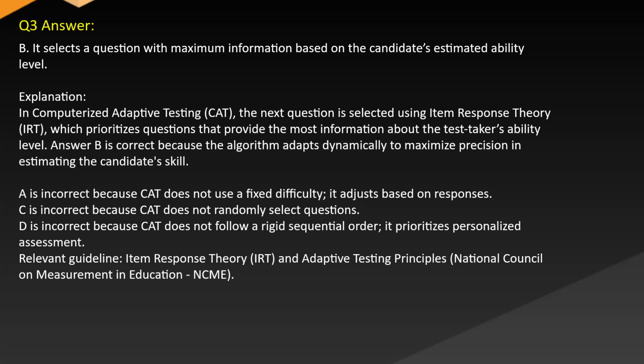Explanation. In computerized adaptive testing, CAT, the next question is selected using item response theory, which prioritizes questions that provide the most information about the test taker's ability level. Answer B is correct because the algorithm adapts dynamically to maximize precision in estimating the candidate's skill. A is incorrect because CAT does not use fixed difficulty. It adjusts based on responses. C is incorrect because CAT does not randomly select questions. D is incorrect because CAT does not follow rigid sequential order.